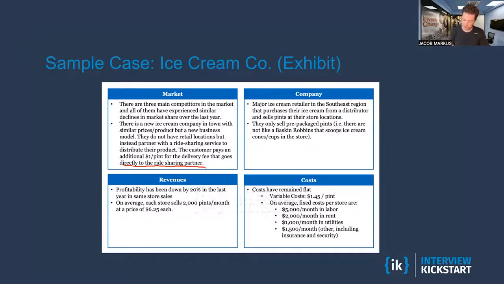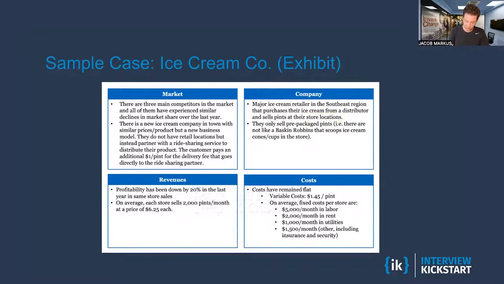The company, so this is about Ice Cream Co. We know most of this. We're a major ice cream retailer in the Southeast, purchases ice cream from a distributor. Okay, so we only purchase from a distributor and sell at store locations. So that's something to keep in mind. That is a differentiating piece from this other successful competitor. And we only sell prepackaged. Okay, so something about product maybe to consider there.